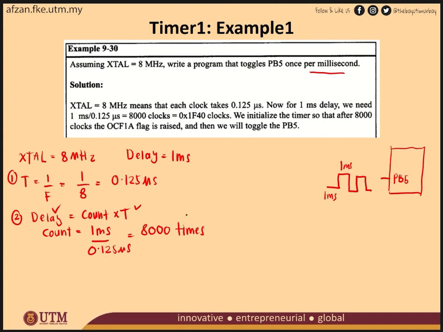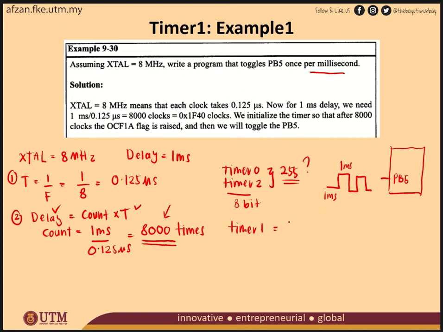Now we are going to decide which timer we are going to use. Since this is 8,000 times, if you're going to use timer 0 and timer 2, the maximum count value that you can use is 255 only. This is the maximum. Why? Because timer 0 and timer 2 are 8-bit timers. Since now your count is 8,000 times, you need to use timer 1.